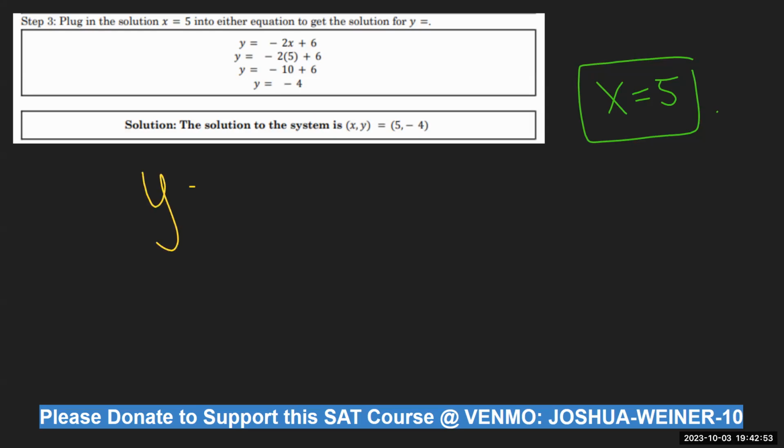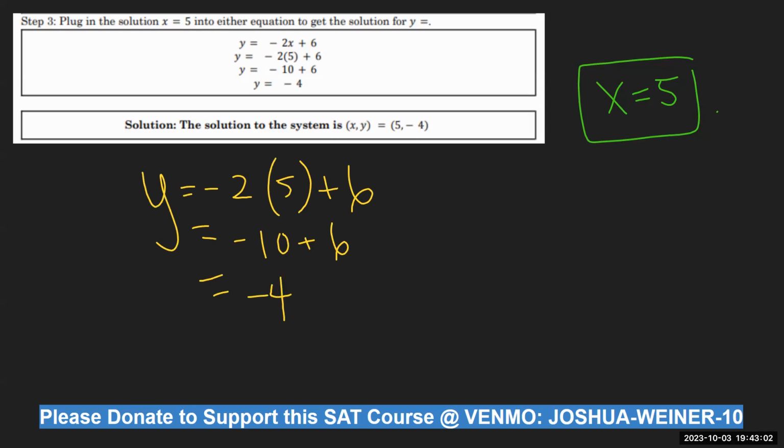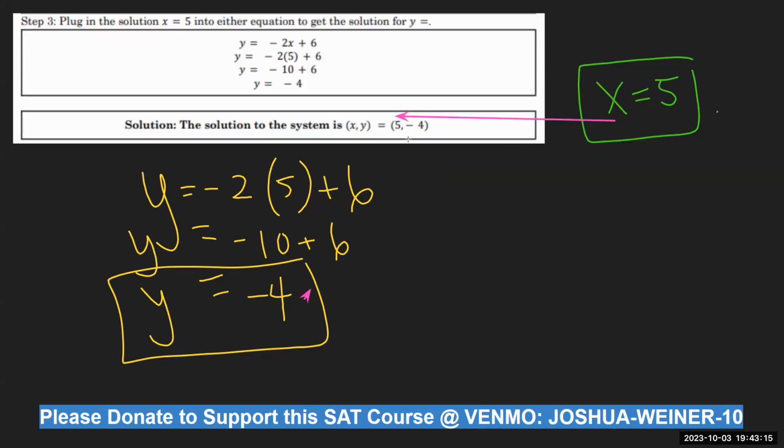We have y equals negative 2 times 5 plus 6. That's minus 10 plus 6, and we would write negative 4. So y equals negative 4, and the correct answer is going to the coordinate plane, x equals 5 and y equals minus 4.